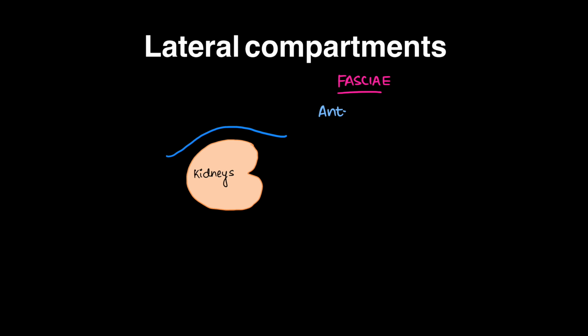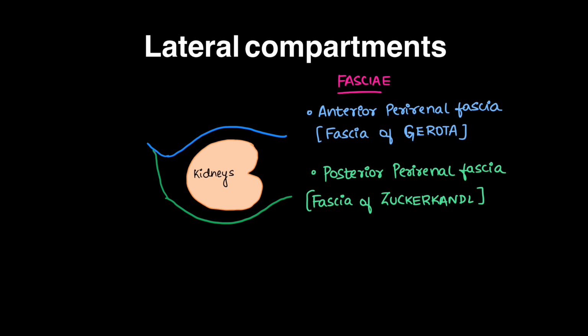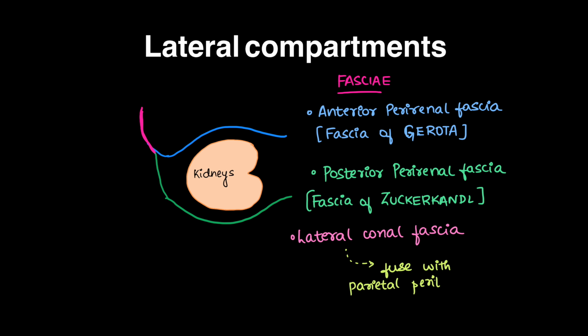First is the lateral compartment which is divided into 3 spaces by 2 fasciae. This is the anterior perirenal fascia anterior to the kidney. This is also called fascia of Gerota. There is posterior perirenal fascia which is also called as fascia of Zuckerkandl. And these 2 will fuse laterally to form lateral conal fascia, which will then attach itself to the parietal peritoneum. So now lateral compartment is divided into 3 spaces because of these fasciae.